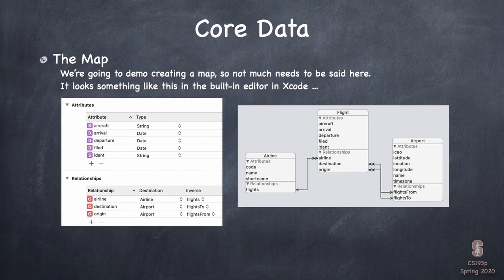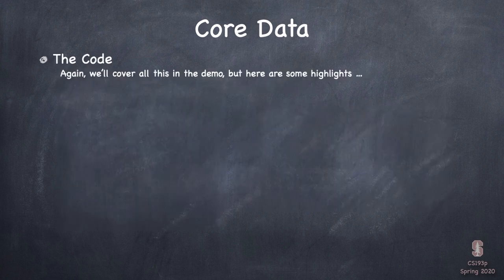So all these things that we see on the screen are just turning into objects, airline, flight, and airport objects with vars, aircraft, arrival, departure, and so on. Those are all just vars on each of these things. That's what this map is doing. And that's pretty much all there is to it with the map.